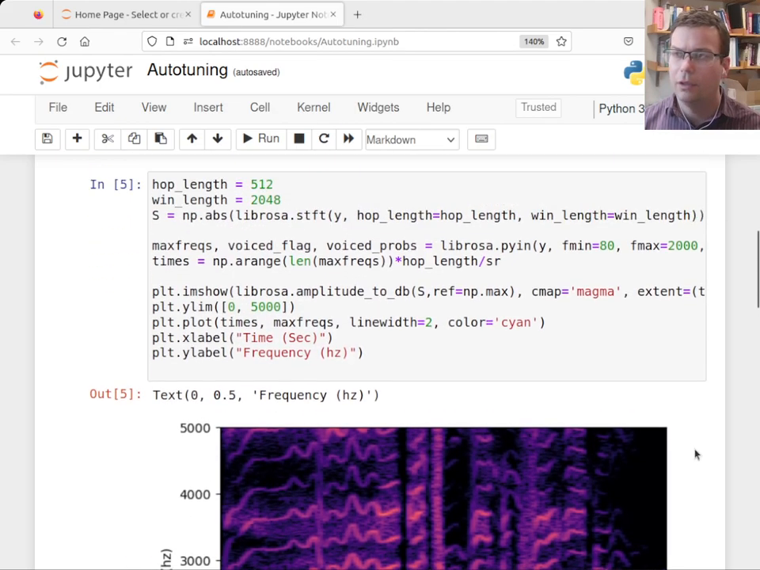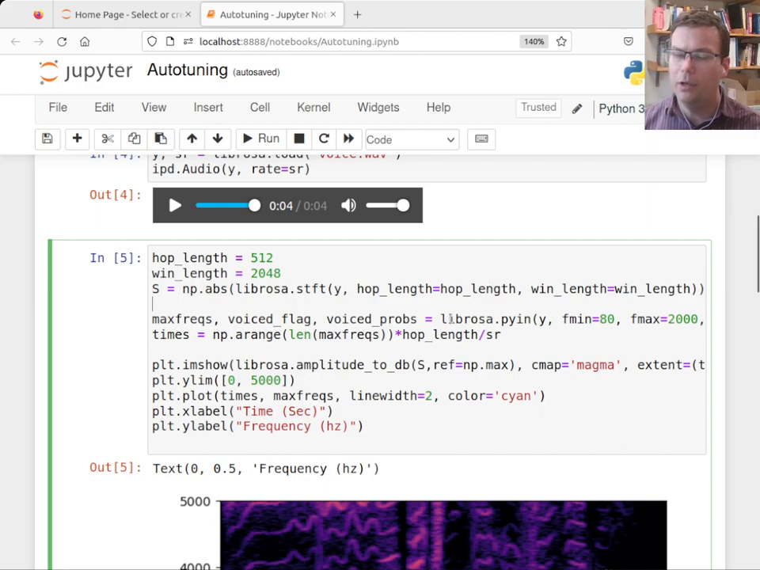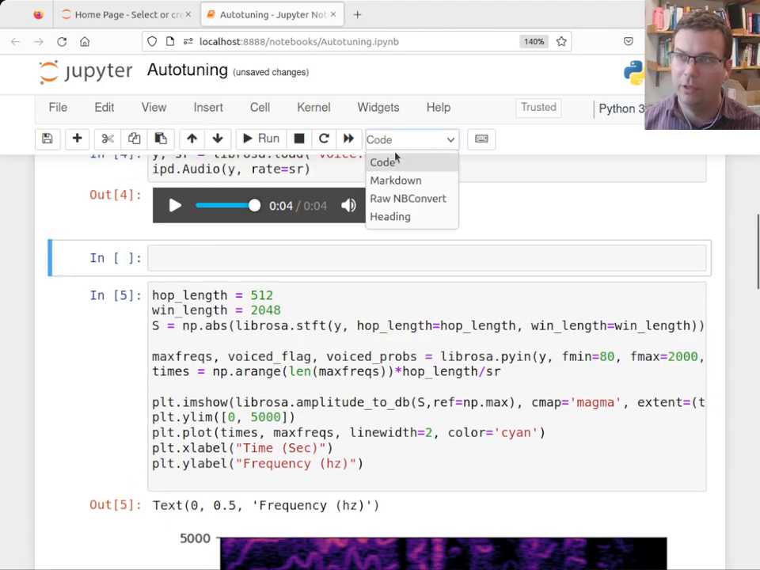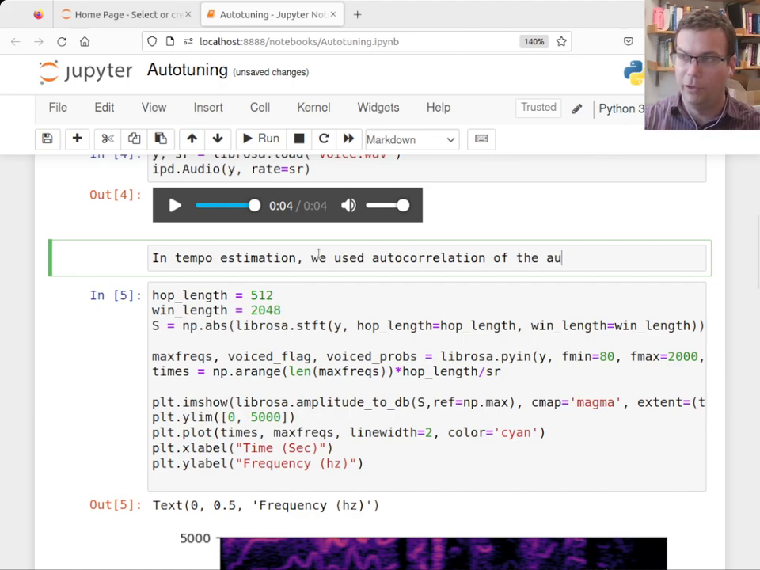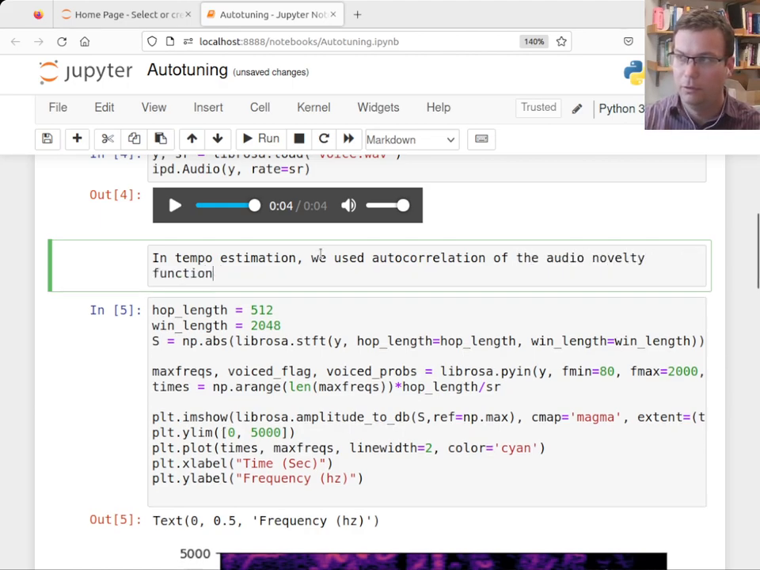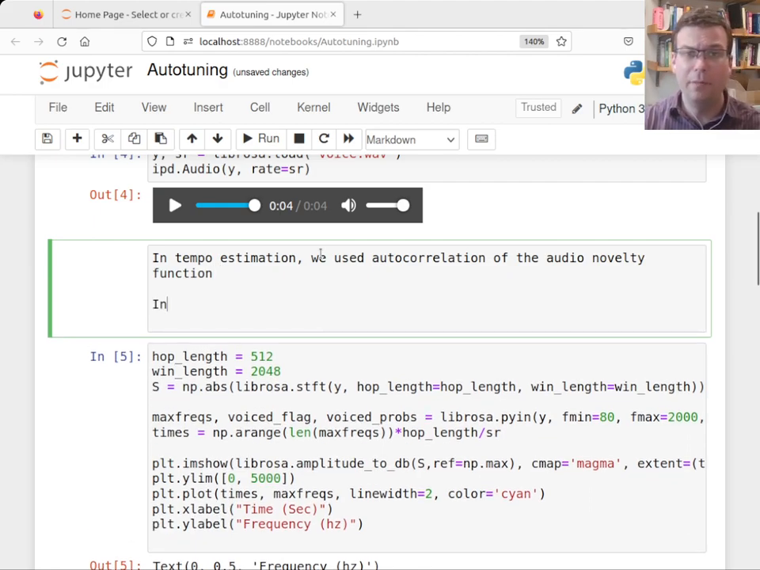I'm not telling you all the details of how this works, but you certainly do know a lot about how this works given what you did for tempo estimation and beat tracking. So in tempo estimation, we used autocorrelation of the audio novelty function to estimate tempo. And then in beat tracking, we used the Viterbi algorithm.